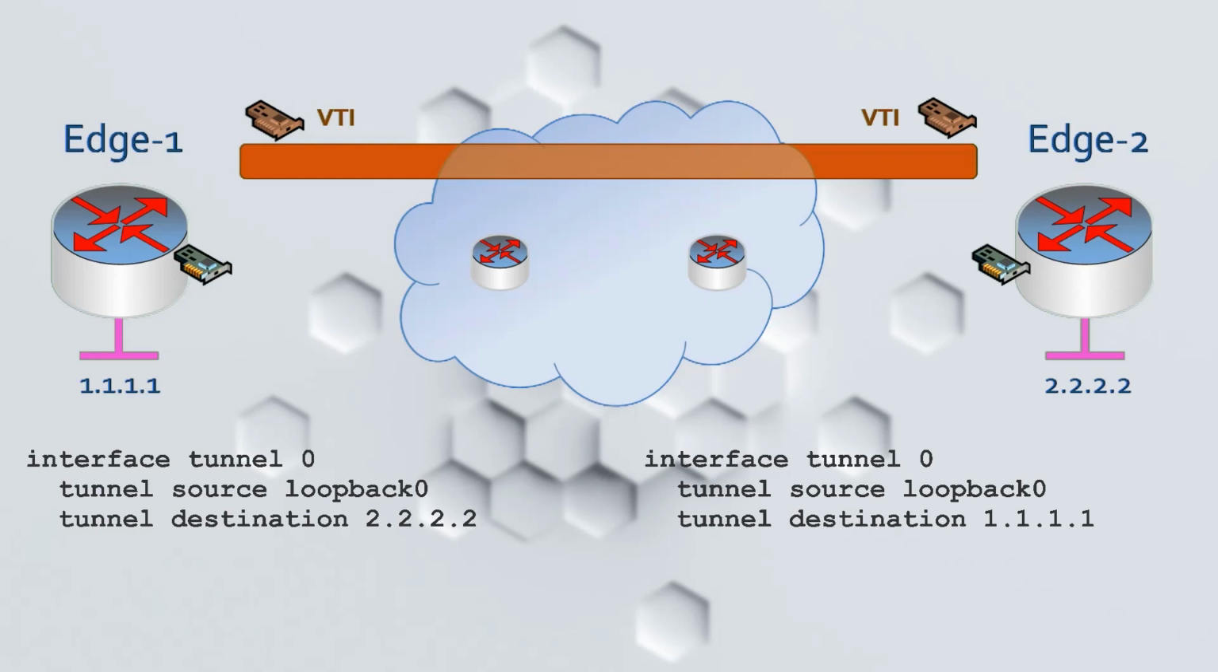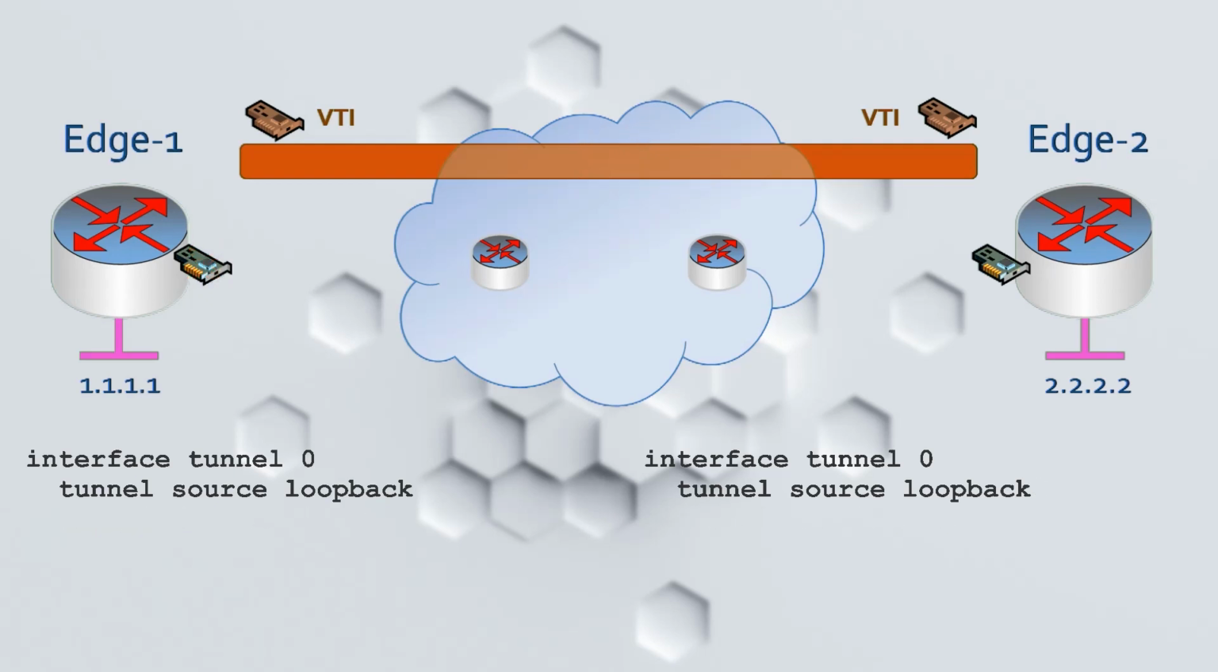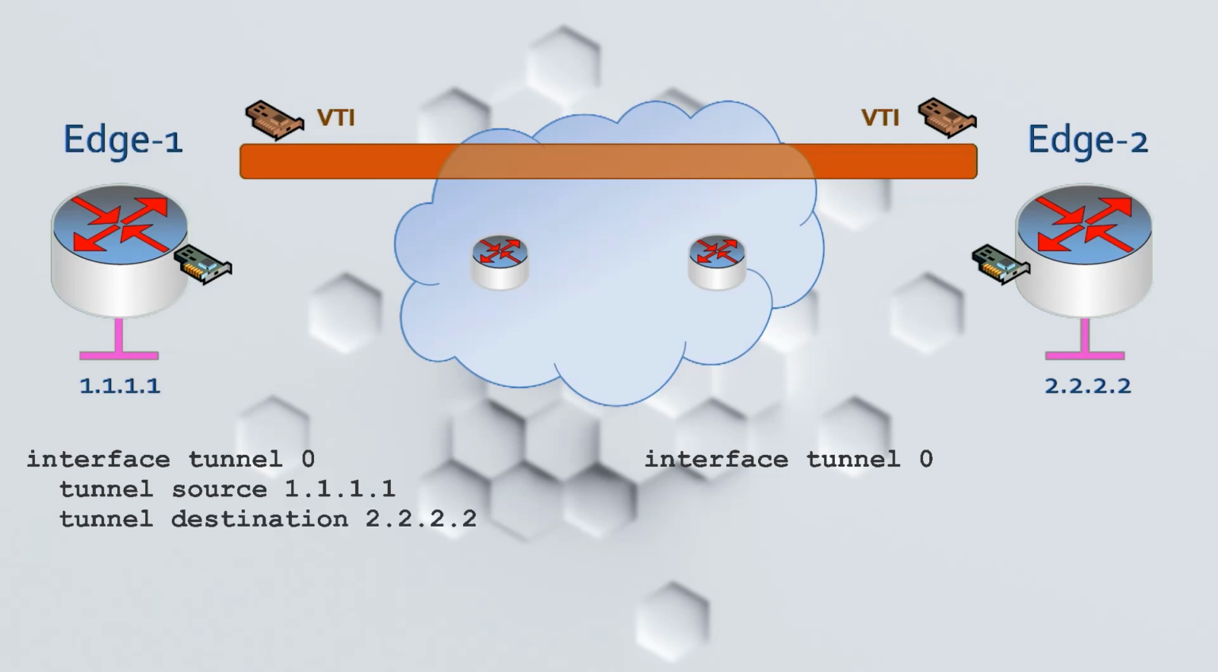When an interface name is used, the tunnel interface is tied to the state of the physical interface. So that means that if the physical interface goes down, the tunnel will go down as well. If an IP address is used as a source, the tunnel is independent of the interface. So if the physical interface goes down, the tunnel will not, it will stay up.